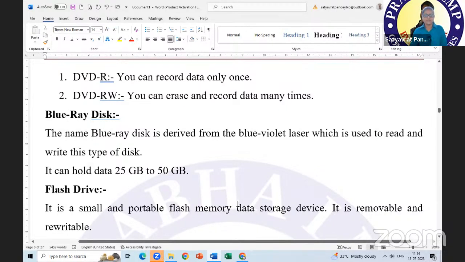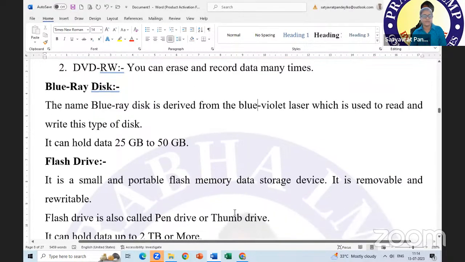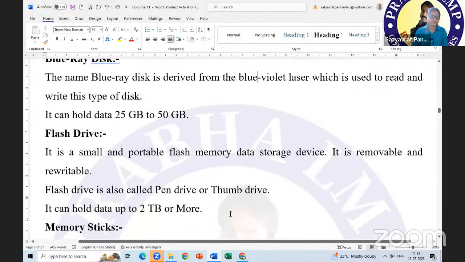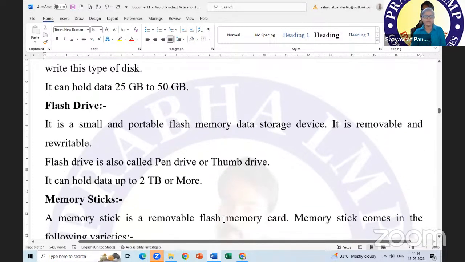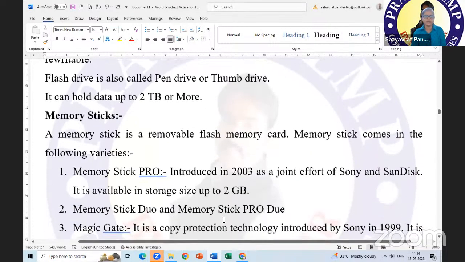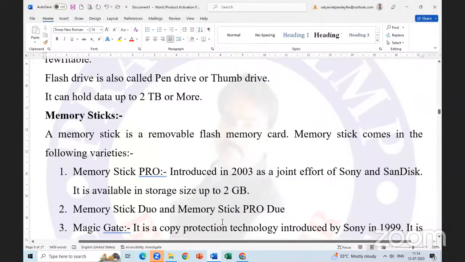Flash drive. It is a small and portable flash memory data storage device. It is removable and rewritable. Flash drive is also called pen drive or thumb drive. It can hold up to 2 TB or more. Memory sticks. A memory stick is a removable flash memory card. Memory stick comes in the following varieties.